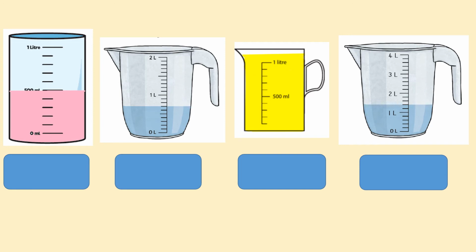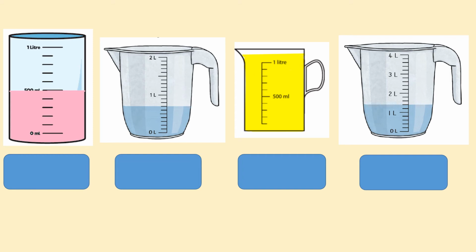Here we've got some pictures of jugs, but there are different types of jugs. Even some of the ones that are the same shape have different markings. They have a different scale. So we need to make sure we are reading what's written very carefully.